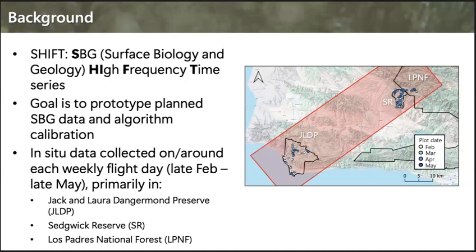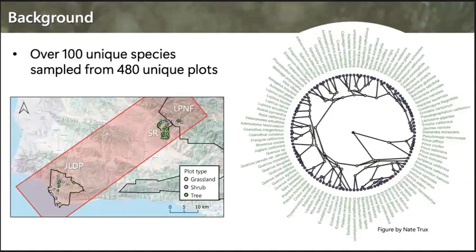So on the right, you can see a map of generally the flight box in red and our main terrestrial field sampling sites, which were focused at the Dangermond Preserve, the Sedgwick Reserve, and a little bit in Los Padres National Forest. And during that time, we sampled over 100 unique species.